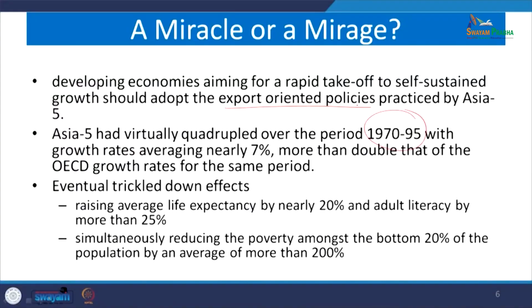Those ASEAN 5 countries virtually experienced quadrupled results, especially from the year 1970 to 1995, though the crisis was observed in mid 1997. The growth rate they experienced on average was nearly 7%, which is more than double that of OECD countries. OECD countries stands for the topmost developed countries in the world, as per the World Bank definition.